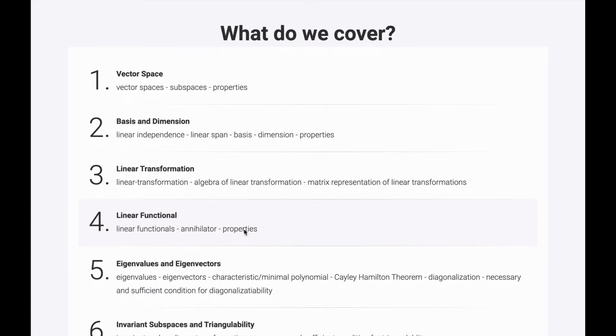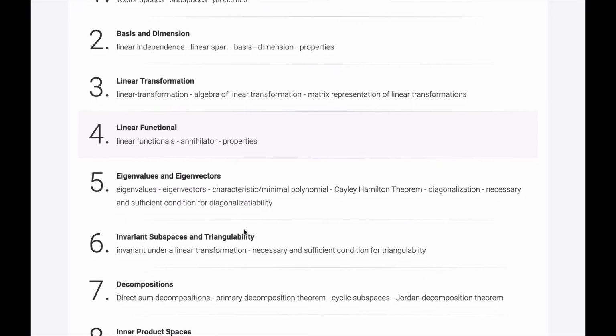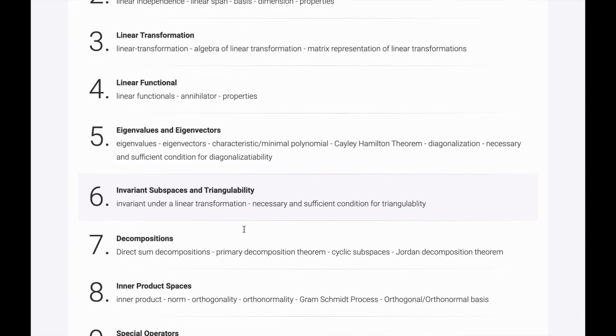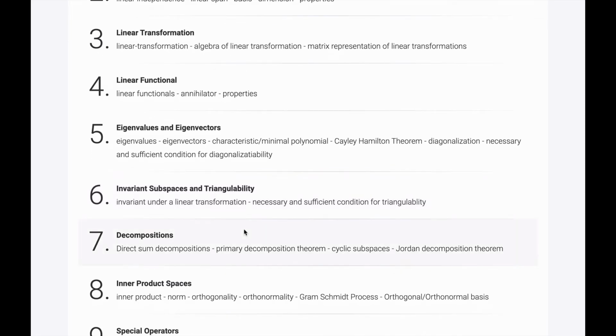And the fifth module is eigenvalues and eigenvectors. In this module, we'll discuss eigenvalues and eigenvectors, characteristic polynomials, and the minimal polynomial of a given matrix or a given linear transformation, and then we'll prove the Cayley-Hamilton theorem in this section. We'll also discuss diagonalization and the necessary and sufficient condition for diagonalizability in this area.